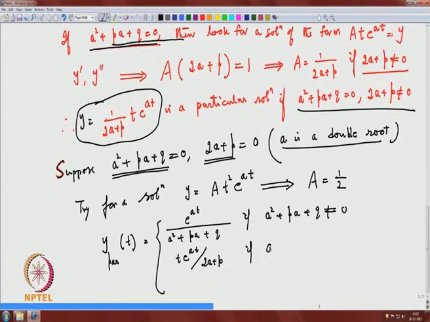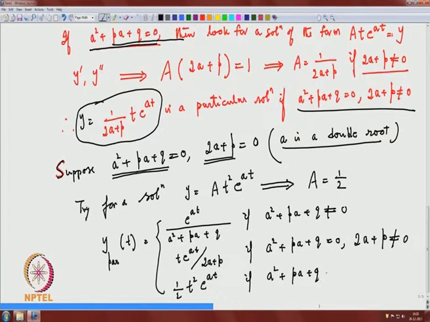if a square plus p a plus q is equal to 0, but 2a plus p is not equal to 0, and you have the situation half of t square e power a t if both are 0. So, it completes the complete analysis you have.